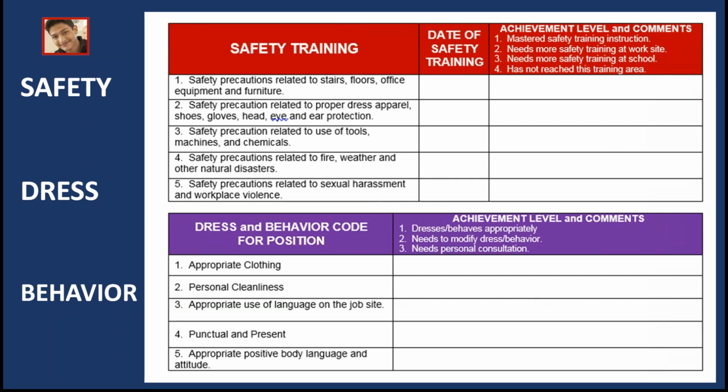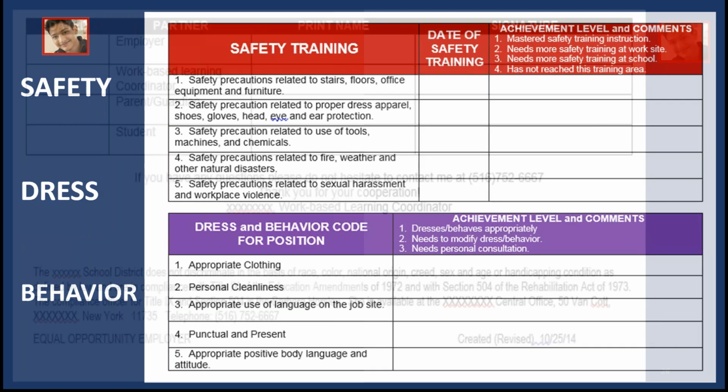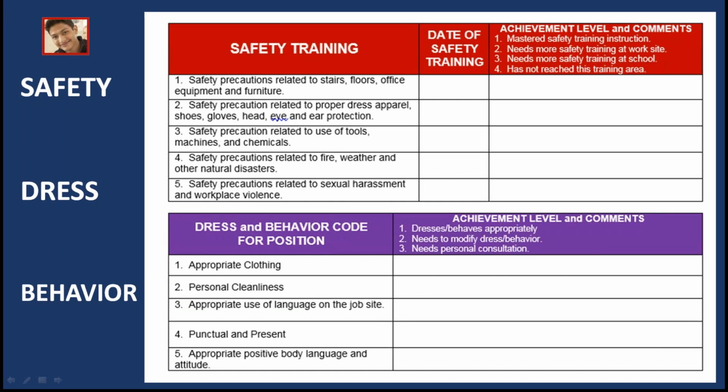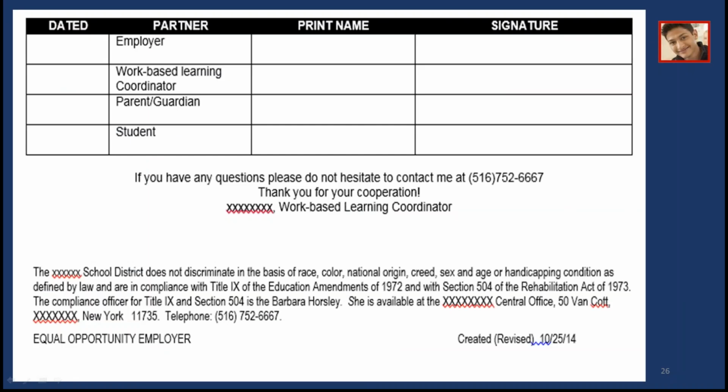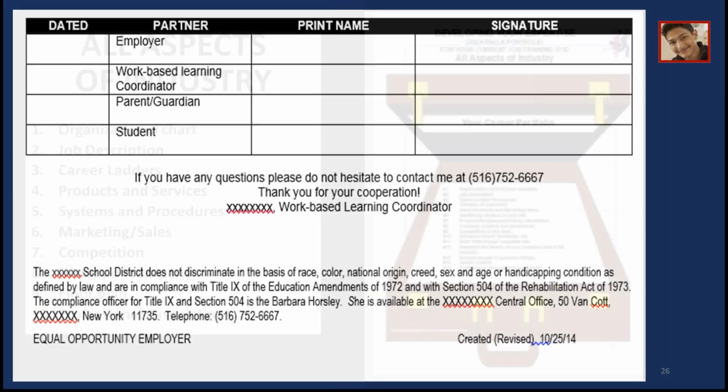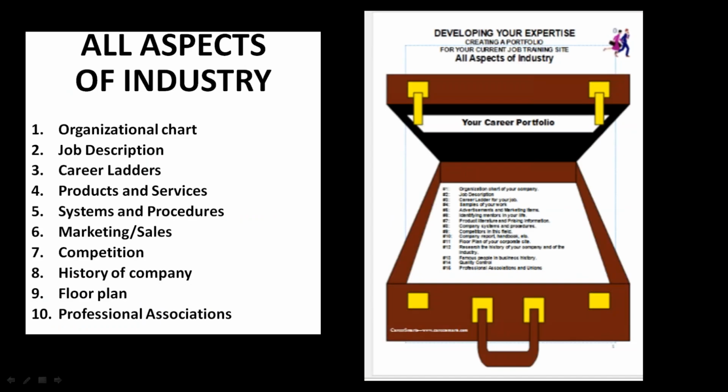And then, look, behavior. All right? Did they wear the appropriate clothing? Were they clean? Use the right language? Punctual? Positive body language? Those indicators that we talked about before. And then, of course, the training plan is signed by the employer, the coordinator. The parent should see it and sign it, and the student should see it and sign it. And so that goes into Mario's passport.